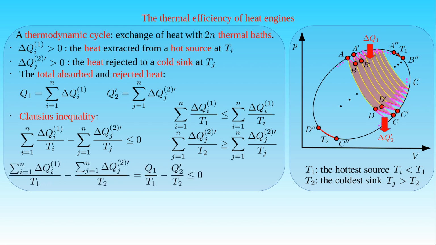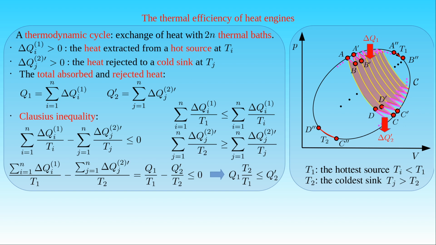The ratio of the sum of δQ^1_i to T1, minus the ratio of the sum of δQ^2_j to T2, is less than or equal to 0. Here the sum in the numerator of the first fraction is equal to the total heat Q1 absorbed in the thermodynamic cycle, whereas the sum in the numerator of the second fraction gives the total heat Q'2 rejected in the cycle. Now we write the inequality stating that the heat Q1 times the ratio of the temperature T2 to the temperature T1 is less than or equal to the heat Q'2.